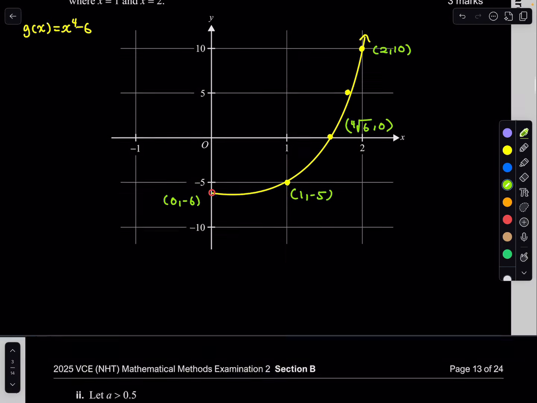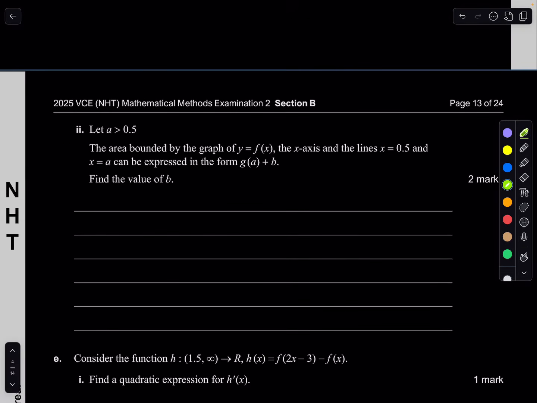Nice. Okay. Next question. Let a be greater than 0.5. Find the area bounded by the graph of f of x, the x-axis, and the lines x equals 0.5 and x equals a, which can be expressed in the form g of a plus b. Find the value of b.